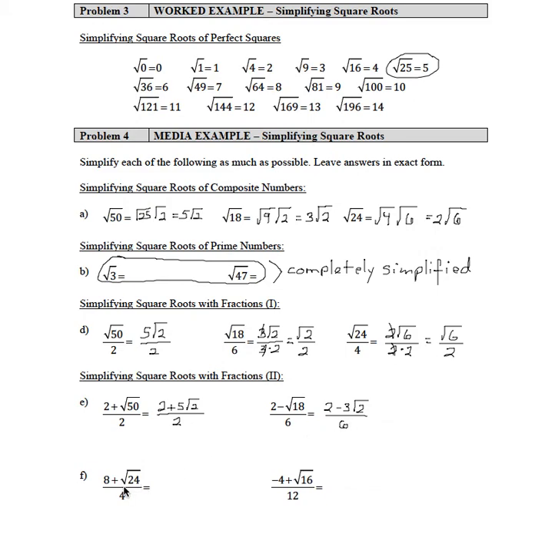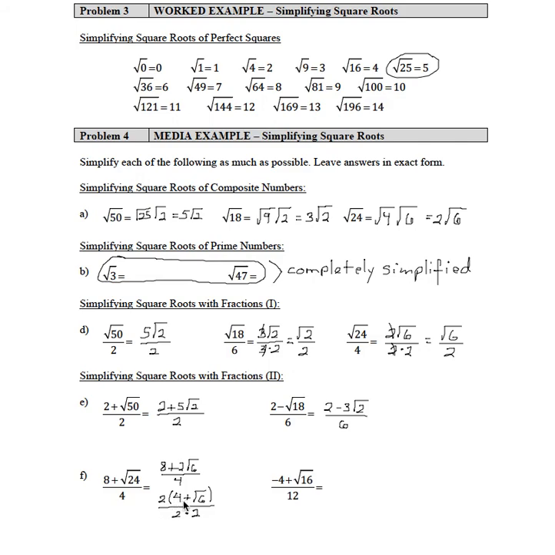For F, I have 8 plus the square root of 24 over 4. And I'm going to go up here a little bit because I need some room. 8 plus 2 times the square root of 6 over 4. Now, I do have a common factor. I have a common factor of 2. So 2 is common to 8 and 2 and 4. So I can rewrite that as 2 times 4 plus square root of 6 divided by 2 times 2.